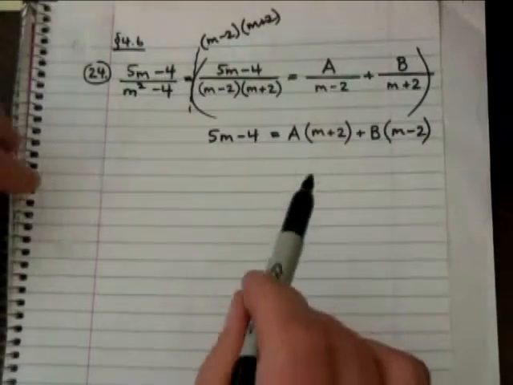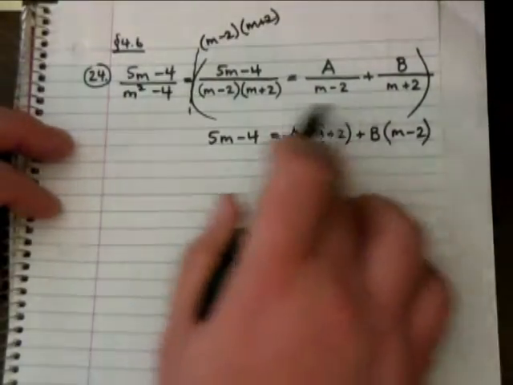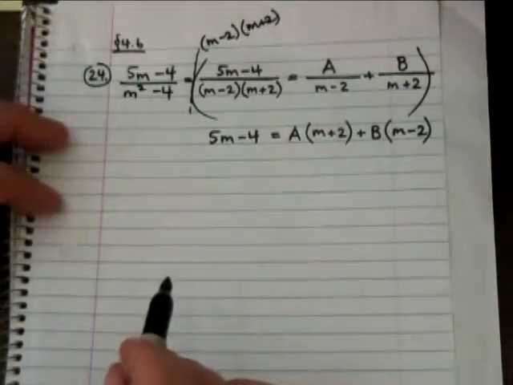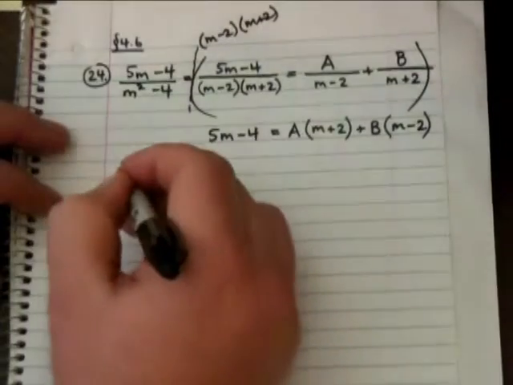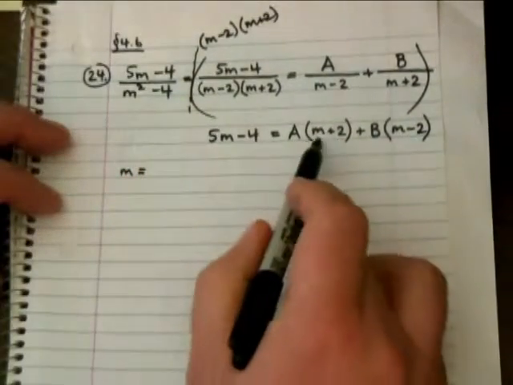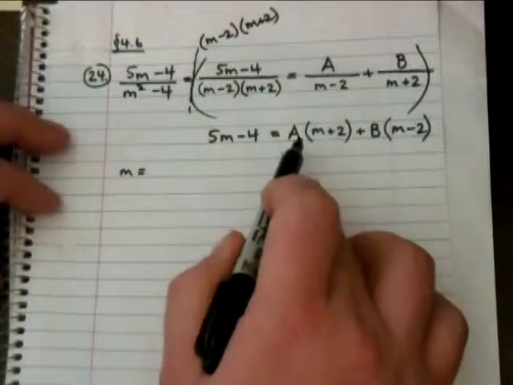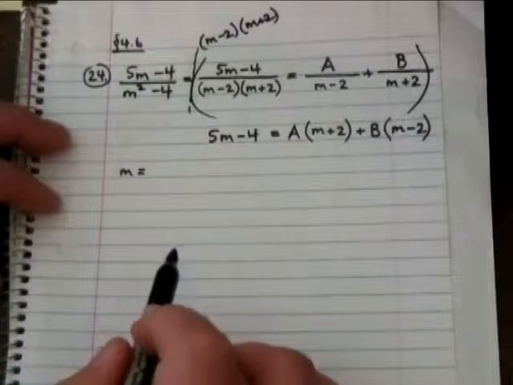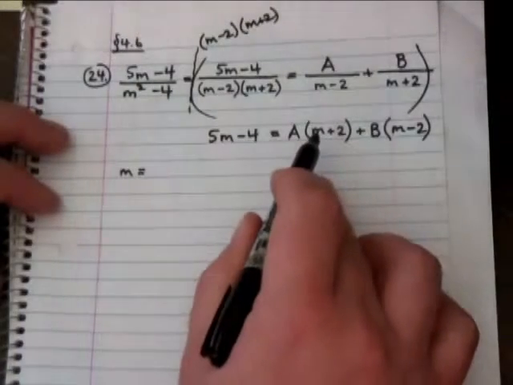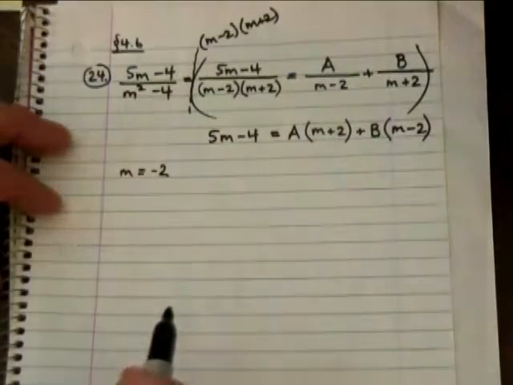Now here's the fun part. This equation has to be true for any value of m in order to make this decomposition work. So we can use an m value that zeroes these factors out, and then we'll be able to figure out what A and B are relatively easily after that. So let's start by letting m equal negative 2 and see what that gives us.